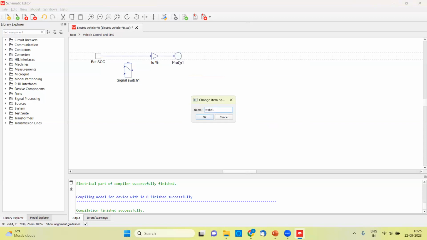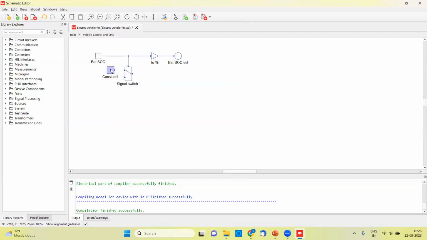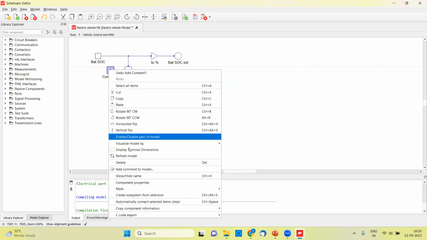The name of the probe is battery SOC estimated. Now for this signal switch, this SOC is the input control, which is going to act as a switch for electric braking. So two inputs are there. Both inputs will be provided by constant blocks. The value will be 0 only.